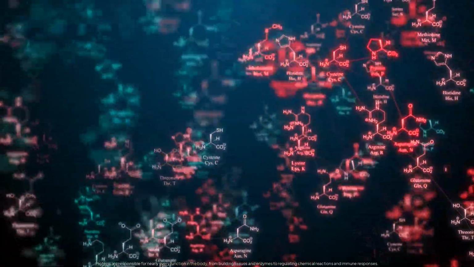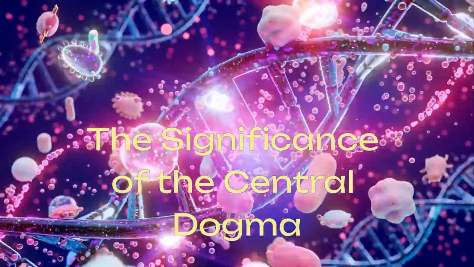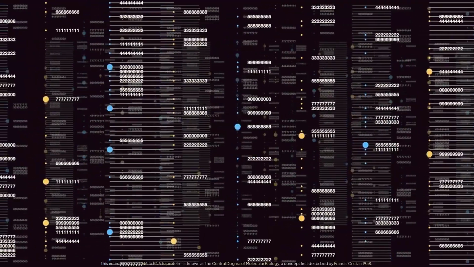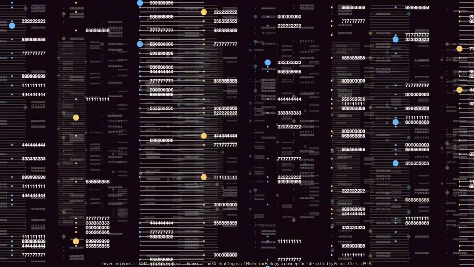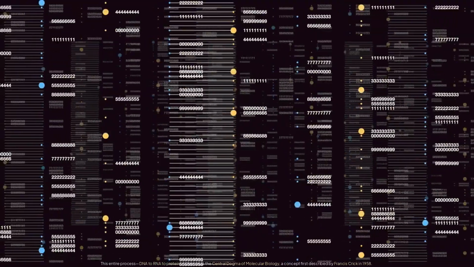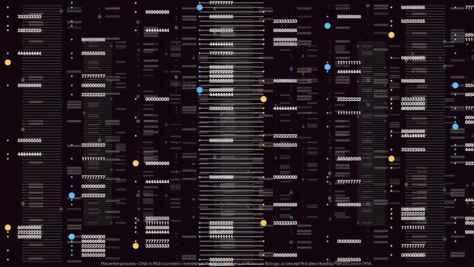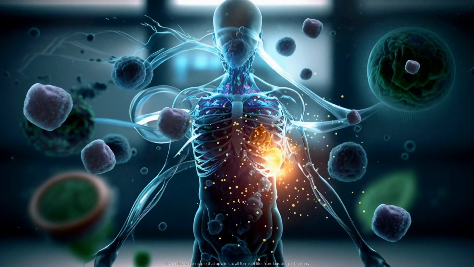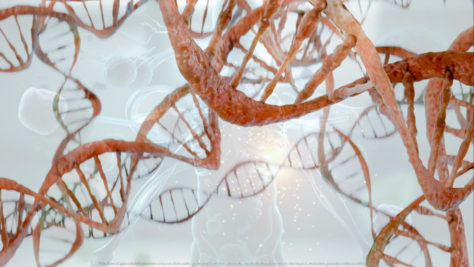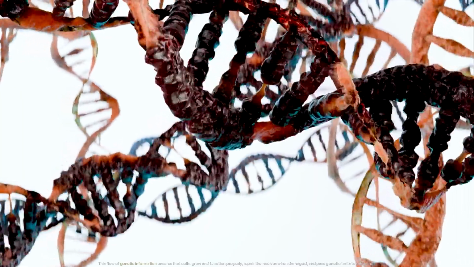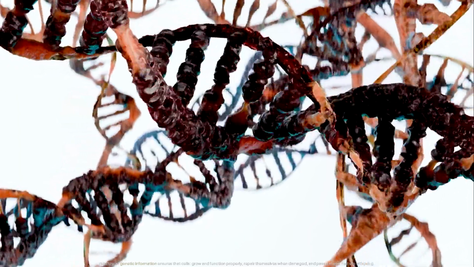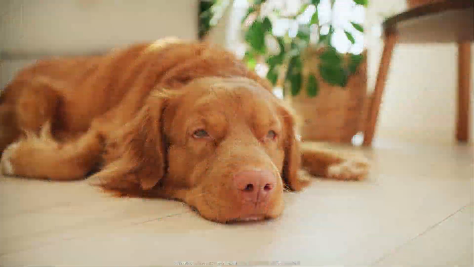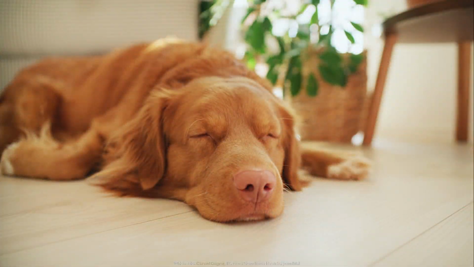The significance of the central dogma. This entire process, DNA to RNA to protein, is known as the central dogma of molecular biology, a concept first described by Francis Crick in 1958. It is a universal principle that applies to all forms of life, from bacteria to humans. This flow of genetic information ensures that cells grow and function properly, repair themselves when damaged, and pass genetic traits to offspring. Without the central dogma, life as we know it would not be possible.